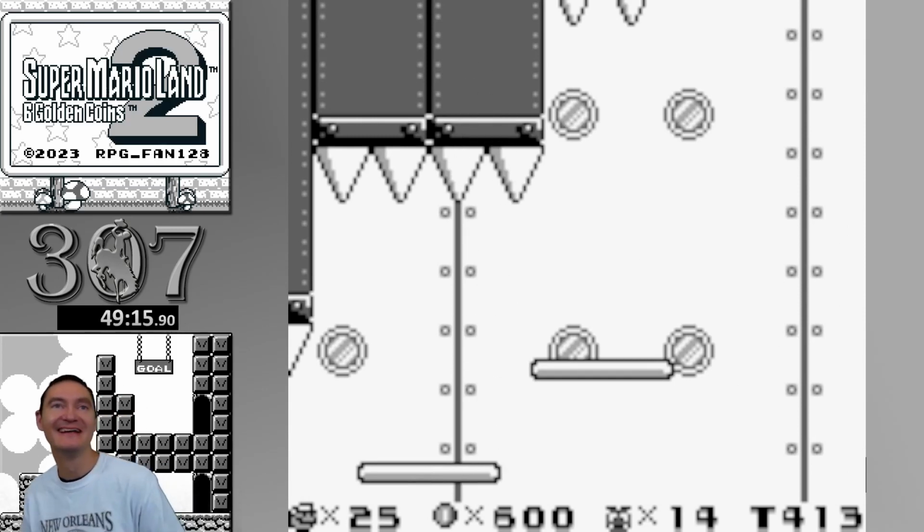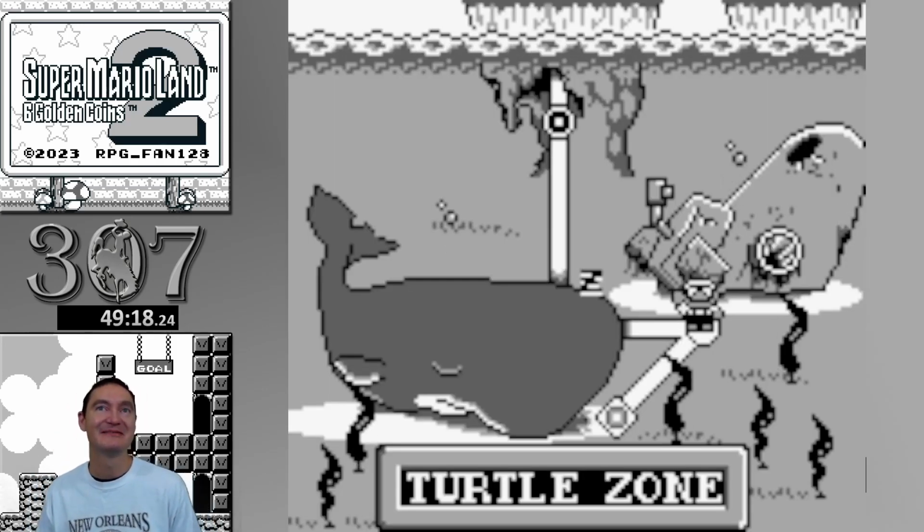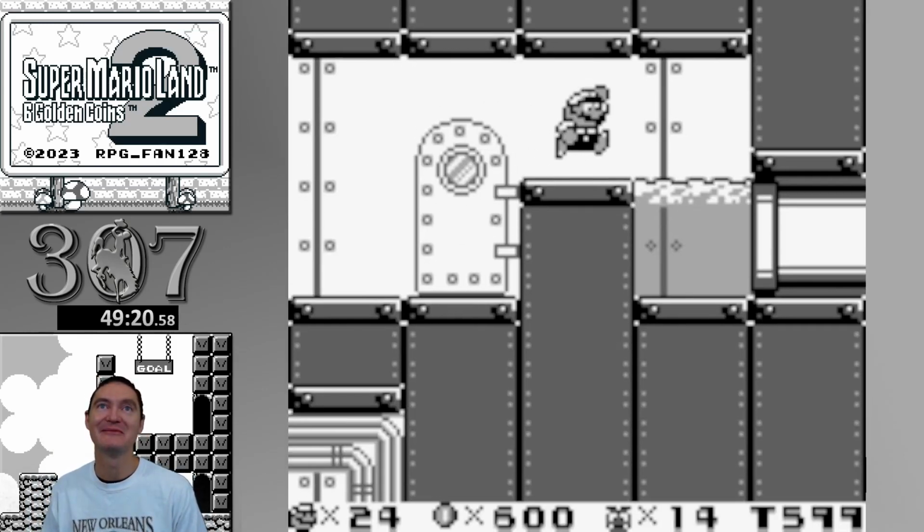Speaking of level design, some off-screen spikes, it would be nice to be able to see they're coming.